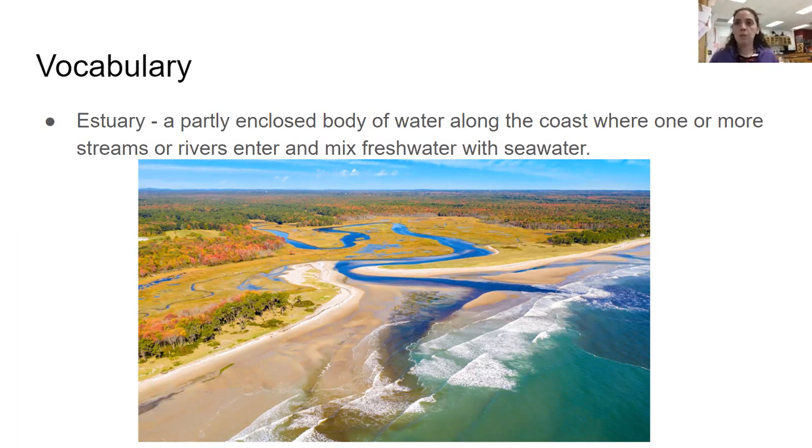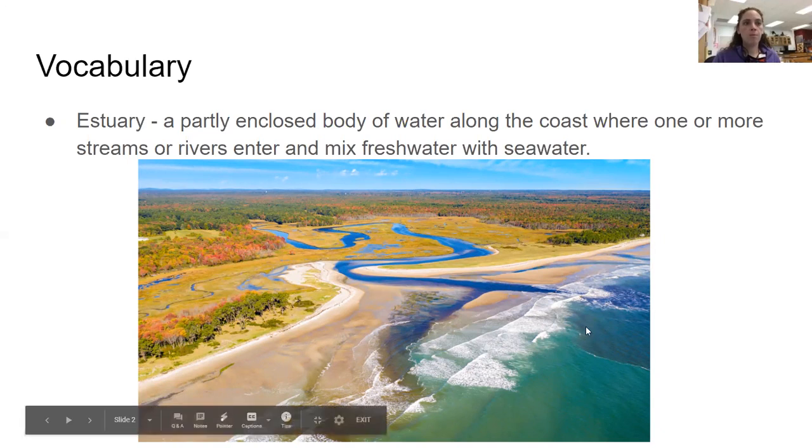So an estuary is a partially enclosed body of water along the coast where one or more streams or rivers enter and mix fresh water with seawater. So as we're transitioning from our freshwater ecosystems to saltwater, we can see here our estuary is our transitional area where our river meets the ocean.